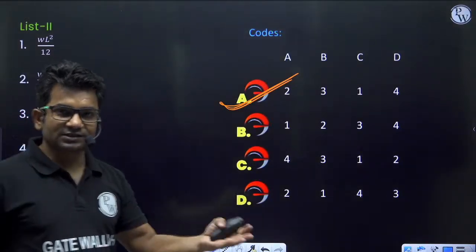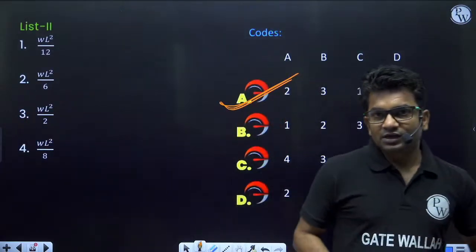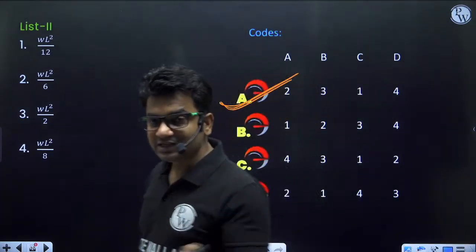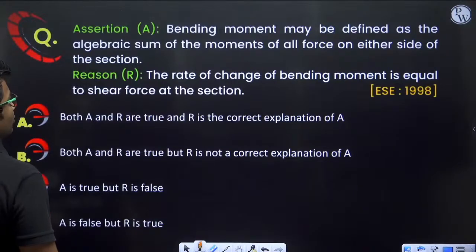So if you practice so many questions, slowly and slowly you will see that your speed is increasing automatically just by solving the questions.